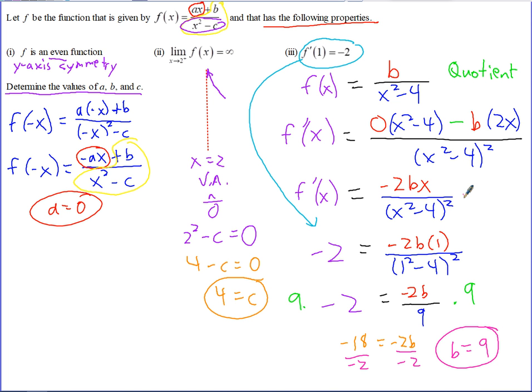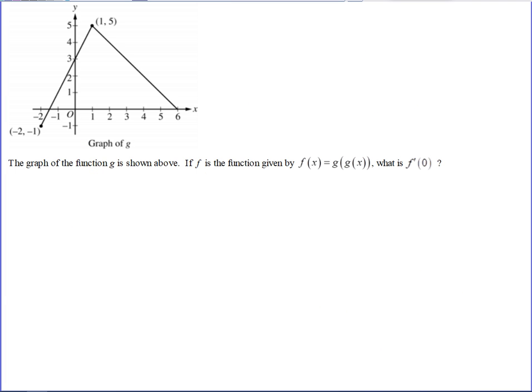Let's take a look at the next one. So we're given the graph of g, and it's just a piecewise linear function, 2 pieces. We can see a couple points on that. And it says f is given by f of g of x, so a function inside itself. What is f prime of 0? Well, before we can utilize f prime of 0, we need f prime, right?